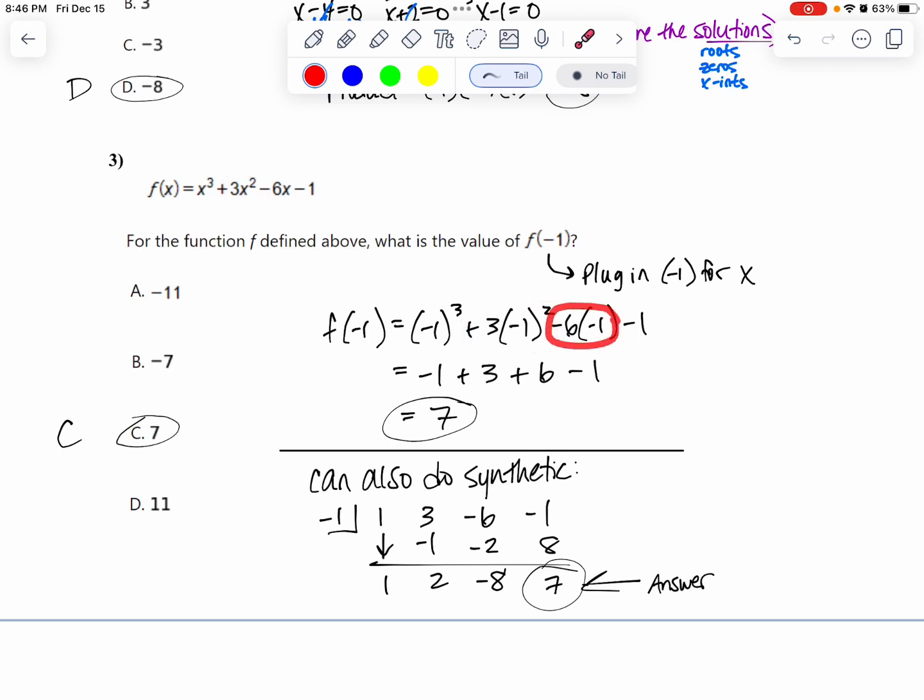Minus 6 times negative 1. Careful with the double negative there. We have a lot of double negatives. And then this negative 1 hanging out at the end is that negative 1. So when you crunch that number, just be very careful if you're using the calculator that you're using parentheses.